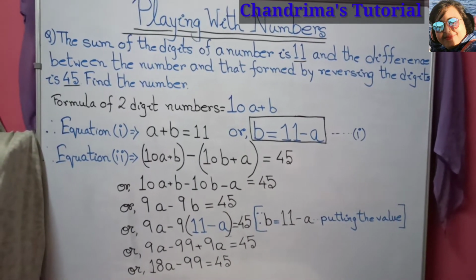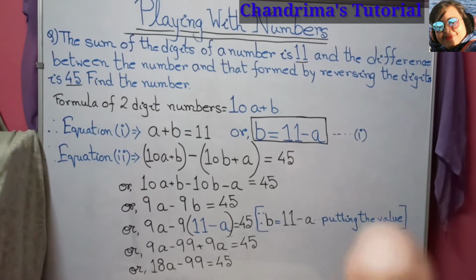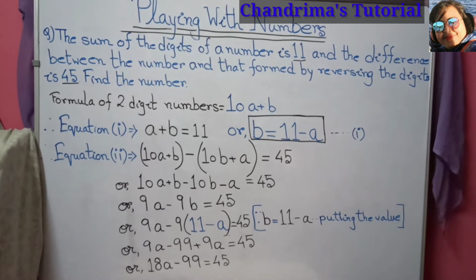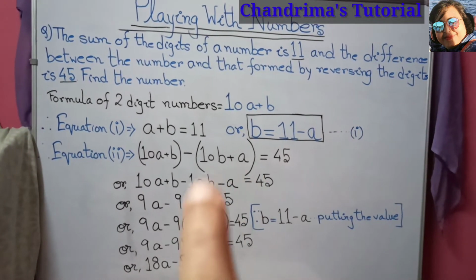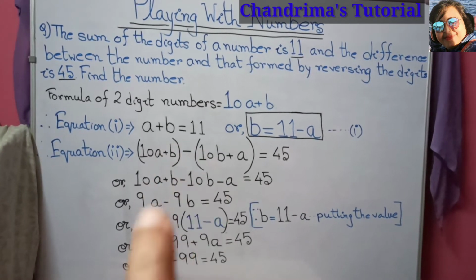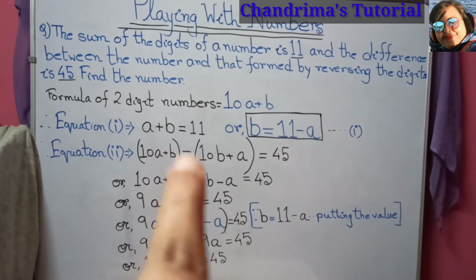Okay, you understood this equation? So now solve this equation. Now 10a plus b, and from here the 10b plus a will come out of the bracket, first bracket, and what will happen?